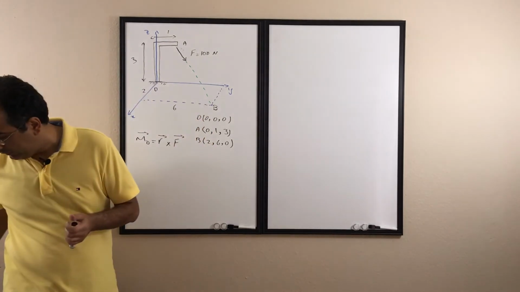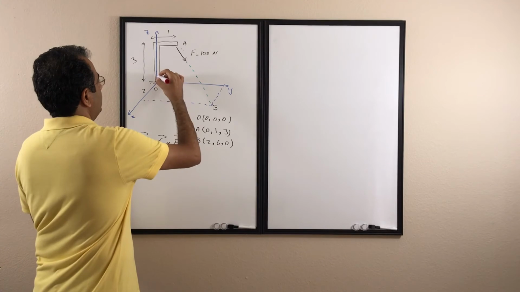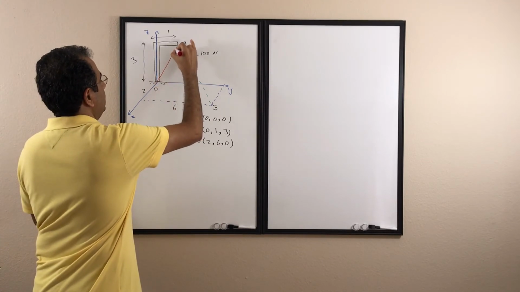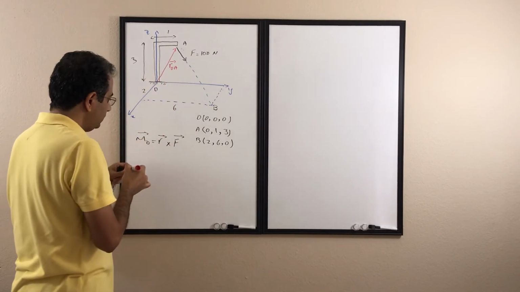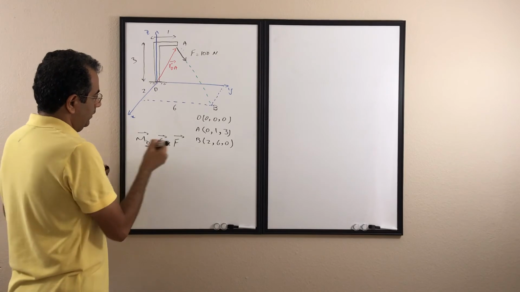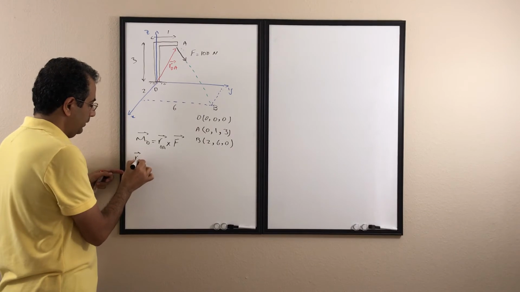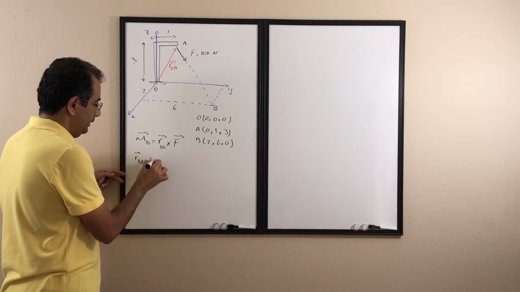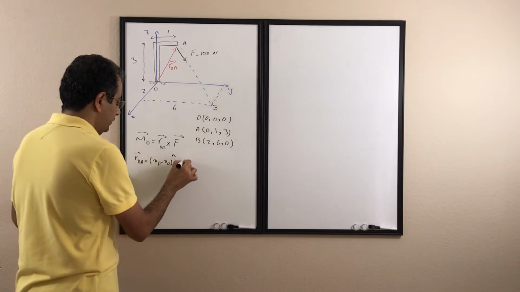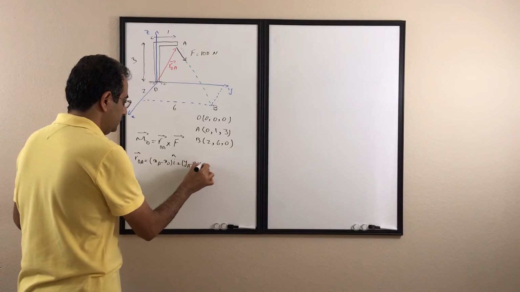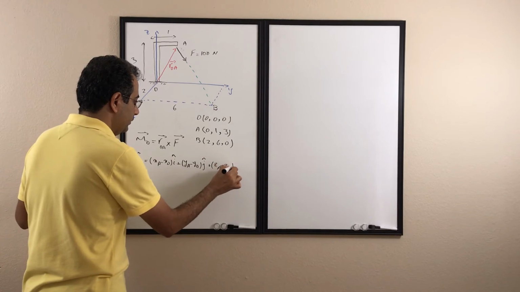If I look at here, the very first thing I want is the position R. What I want to get is going to be my R, from O going toward A. So the position vector is R going from O to A, and we know that R_OA is (XA minus XO) I plus (YA minus YO) J plus (ZA minus ZO) K.